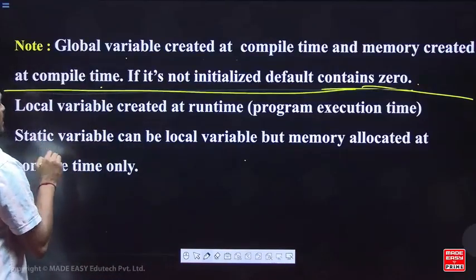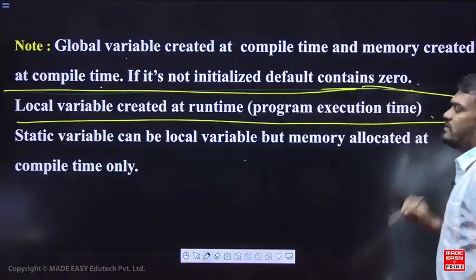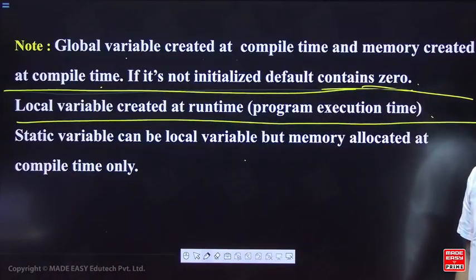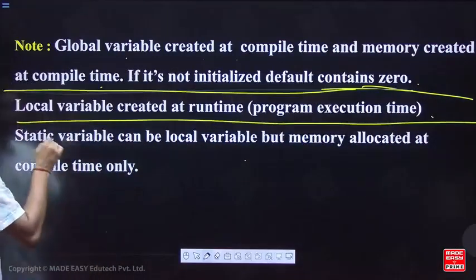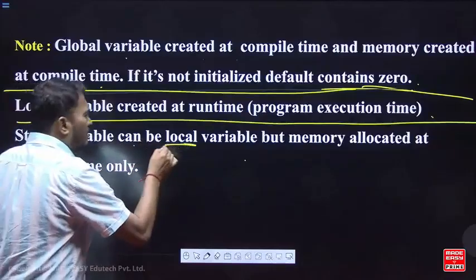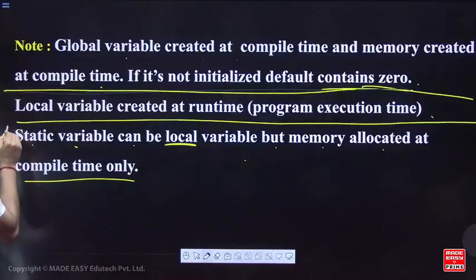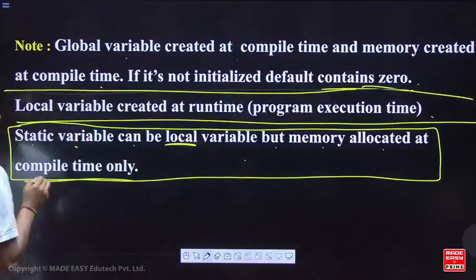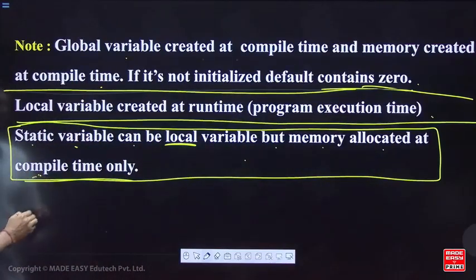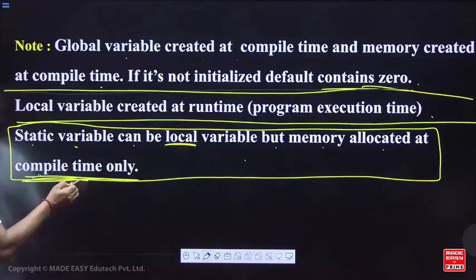And next, coming to the local variable, please understand here, local variable is created at the runtime, at the program execution time. This also you have written already, is that clear? Right. And the next, now this is the new point coming here. Static variable can be local variable, but memory allocated at compile time only. So copy this one, this box you copy. What is the meaning of this? I will explain everything, don't worry, just copy this one. This is the important point. Static variable can be local variable, but memory allocated at compile time only. Copy this line.